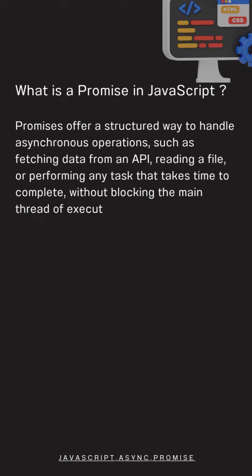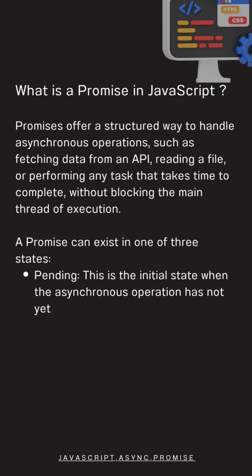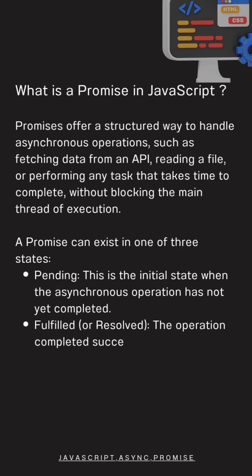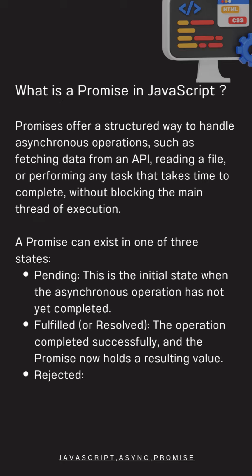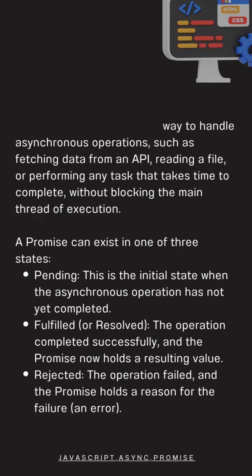A promise can exist in one of three states. 1. Pending state. This is the initial state when the asynchronous operation has not yet completed. 2. Fulfilled, or resolved, state. The operation completed successfully, and the promise now holds a resulting value. 3. Rejected state. The operation failed, and the promise holds a reason for the failure, an error.